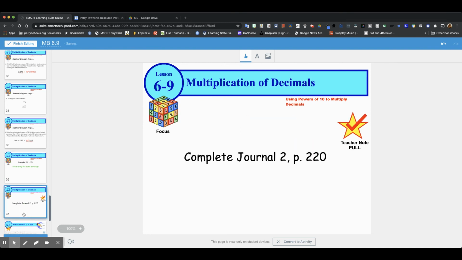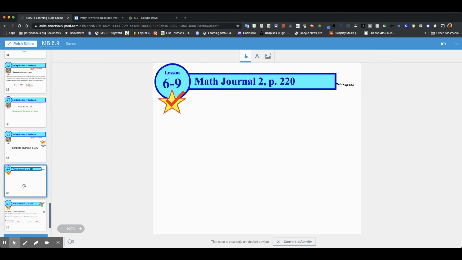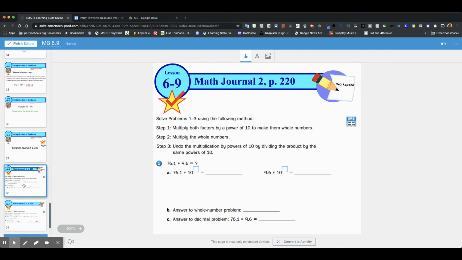Page 220 in your math journal. Let's do some work with that. So for problems 1 through 3 on page 220, you're going to use this method. Remember, step 1, multiply both factors by a power of 10 to make them whole numbers. Multiply the whole numbers, and then undo that multiplication by powers of 10 by dividing the product by the same power of 10. So number 1, you see here, they've got the 2 parts for you. They've got everything listed out to help you get through these steps. Pause the video, work on 1 through 3, and then come back.